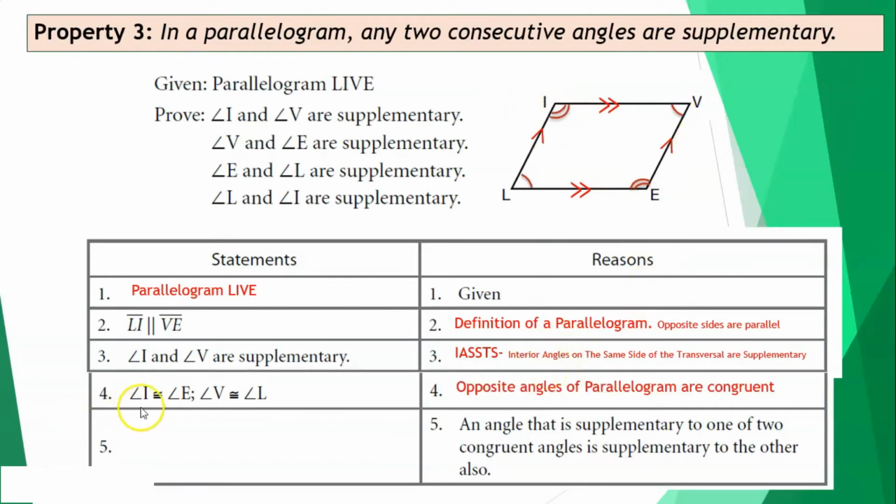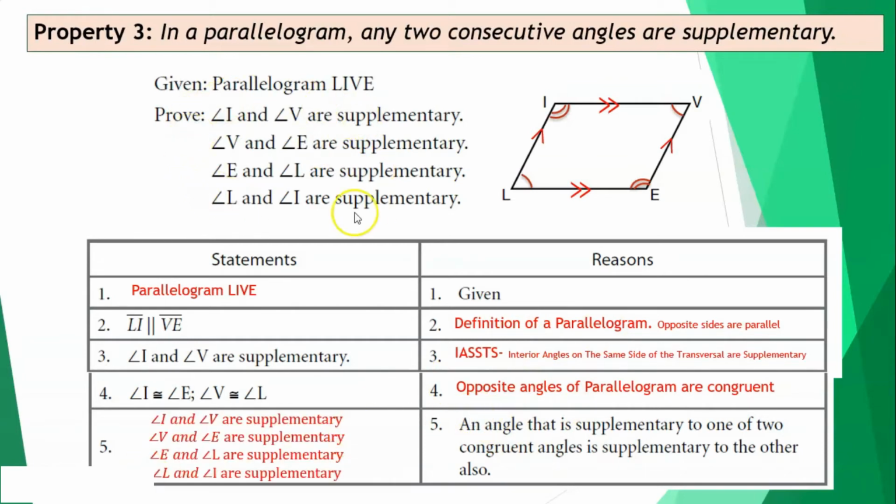So with this, I and E are congruent angles, and V and L are also congruent angles. Why? Because opposite angles of a parallelogram are congruent. So take note, I and V, they are supplementary. L and E, they're also supplementary angles. So it would follow V and L are congruent, and I and E are also congruent. So with this, we can say that these angle pairs here are supplementary angles, because an angle that is supplementary to one of two congruent angles is supplementary also to the other. So take note of that.